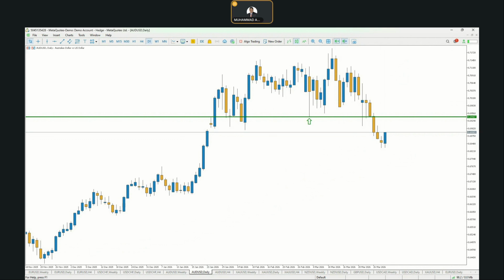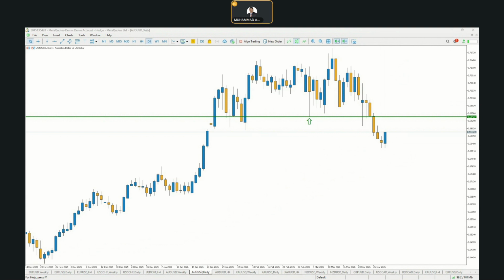The lower than expected reading suggested reduced urgency for future policy tightening, which lowered short term demand for the Australian dollar. The move lower also reflected immediate repositioning by forex traders after the inflation surprise.